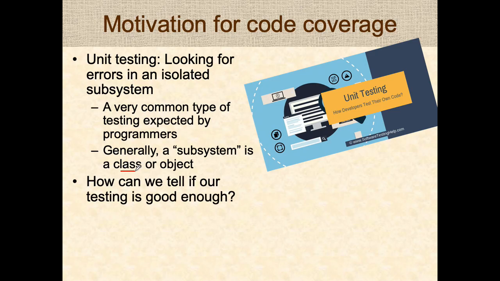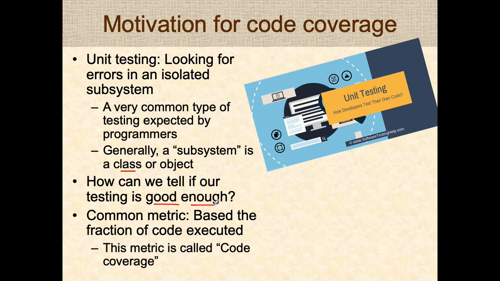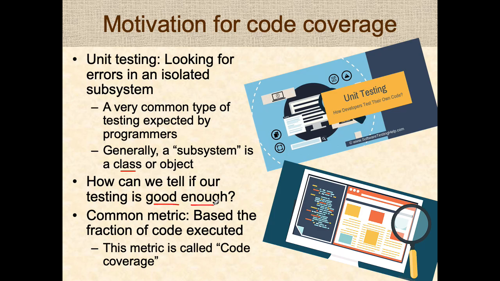The key question then becomes, if we have to be good at unit testing, how can we tell if we are doing a good enough job? That means, how can you tell we are doing appropriate unit testing? A common metric that is used is based on the fraction of code that is executed. That means we have a class under test, and we want to figure out what fraction we are exercising to figure out how good our test cases are. And this metric, the fraction of code covered, is called code coverage.